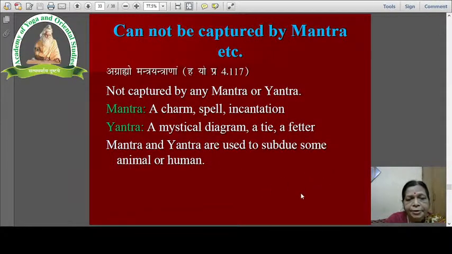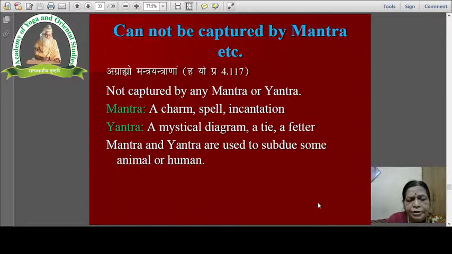Now, he cannot be captured by mantra, etc. Agrahyo mantra jantrāṇām. He is not captured by any mantra or any jantra. What is mantra? Mantra has many meanings. Here the relevant meaning is a charm, a spell, incantation. A snake is captured by mantra. But he cannot be captured by any charm, any mantra. There is no mantra to capture the yogi.